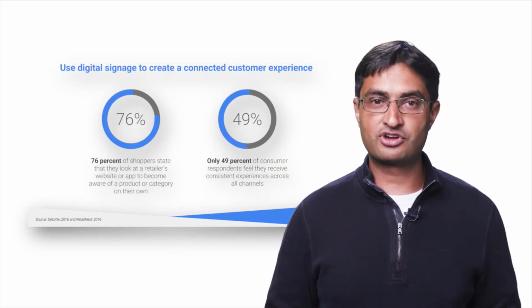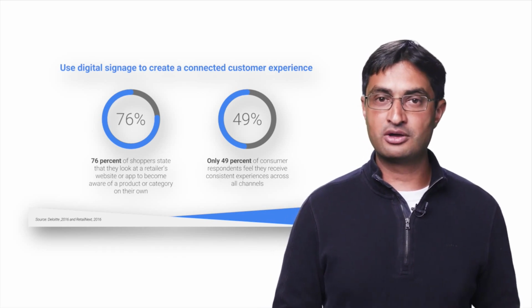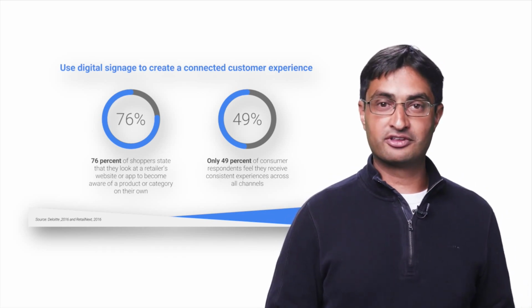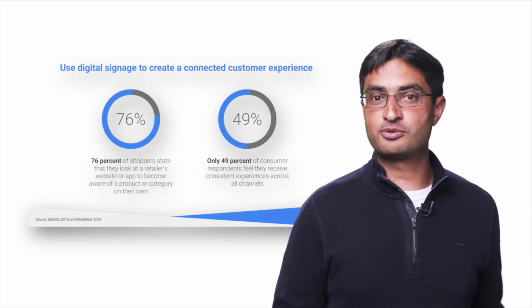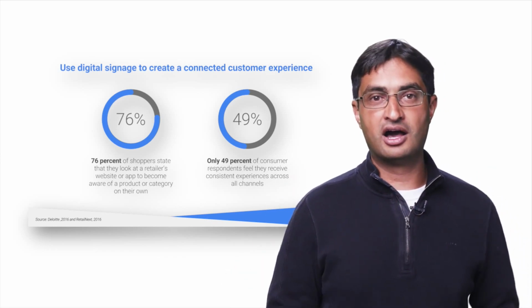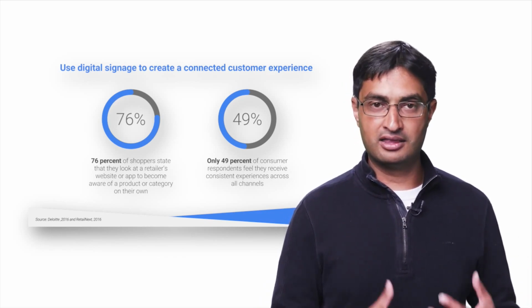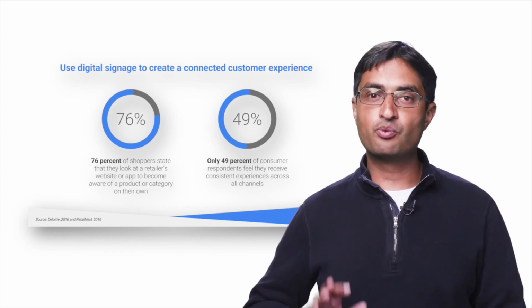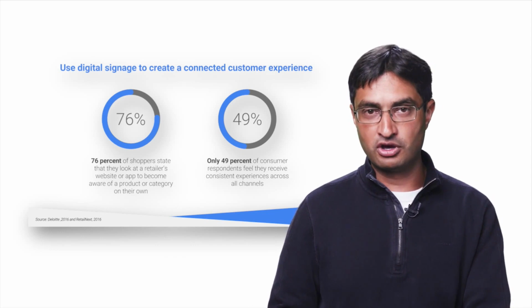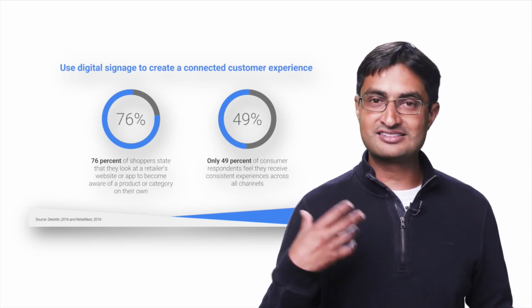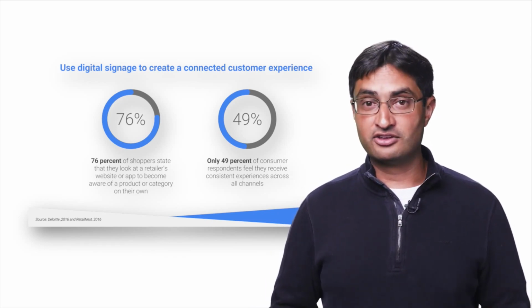So 76% of shoppers state that they look at a retailer's website before they go into the store. But then only 49% of consumers feel that they receive a consistent experience across all channels. And so the goal is getting a consistent experience when they go to the website versus when they actually come into the store. So let's say you want to advertise something on your website and make it a promotion. How do you make sure that when the consumer walks into the store and they saw that promotion on the website, they know exactly where to go within your store, or that they can see that and get that reinforced within the store? A great way to do this is digital signage, because you can update that.